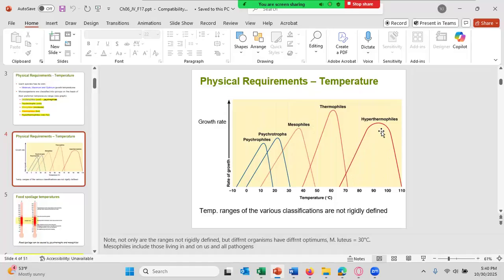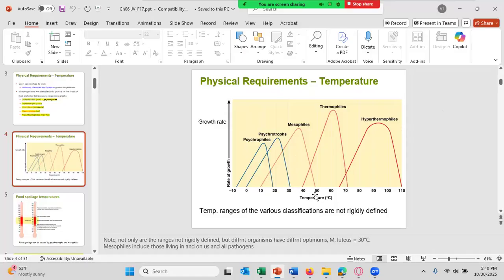Hyperthermophiles were not even known when I took microbiology many, many years ago. Now, you should know that the exact optimum will vary for species, and then the range especially varies for what would be the minimum temperature it will grow at and the maximum temperature it will grow at.